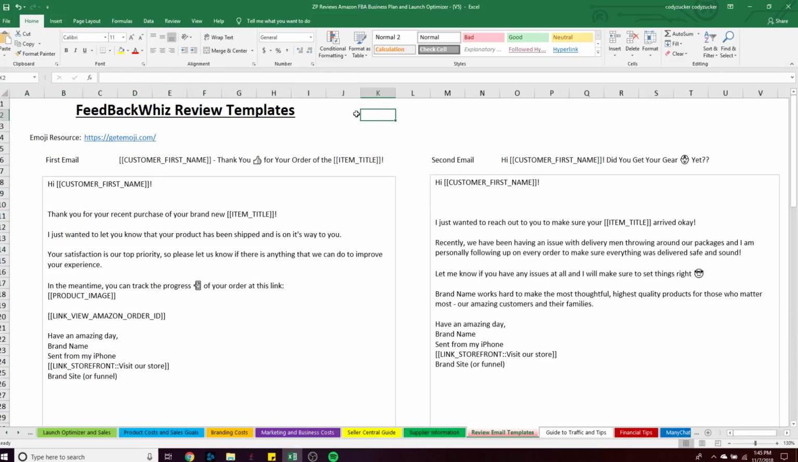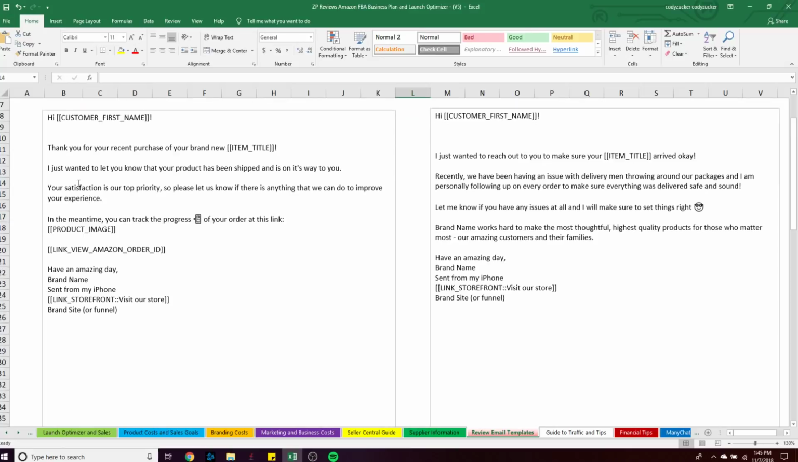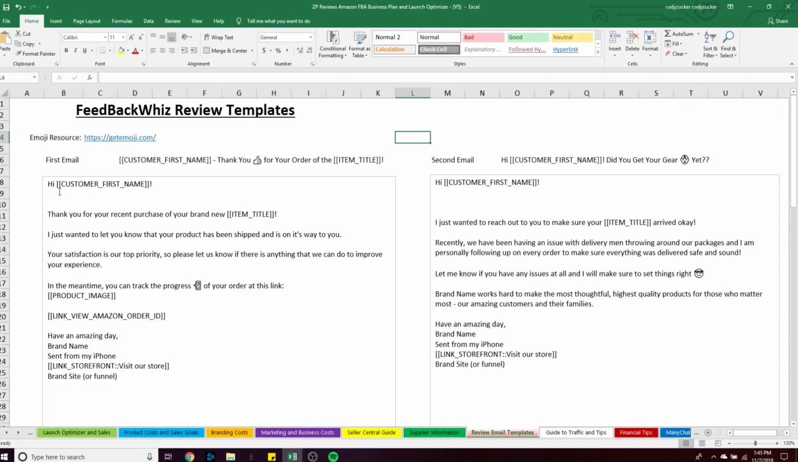So first thing that we did here is we personally use Feedback Wiz to do our follow-up emails with our Amazon customers. And so what we've done here is we pretty much have outlined, even with the exact Feedback Wiz type of structure, some sample emails that you can use to send to your customers to open dialogue with your customers, and then on top of that, obviously we want to cultivate some of those reviews, right? Because without reviews we have no social proof.